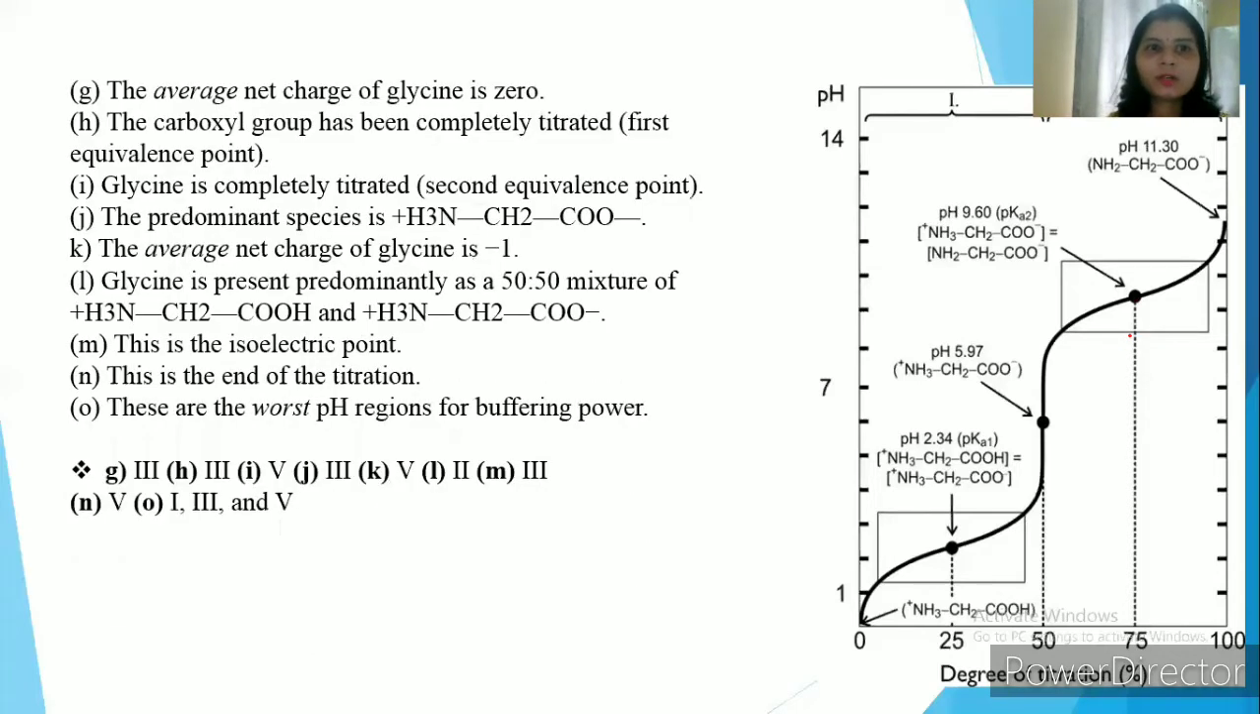Then next, the average net charge of the glycine is 0. Here, point third. At this point, the zwitterion form of the glycine, that is NH3+ CH2 COO-, has 0 net charge. Then the carboxyl group has been completely titrated. Glycine is completely titrated at this third point. Fifth point: titration completed here. The predominant species is NH2 CH2 COO-. That is not the zwitterion form, which is the third point.